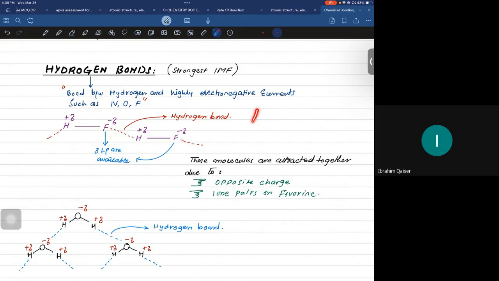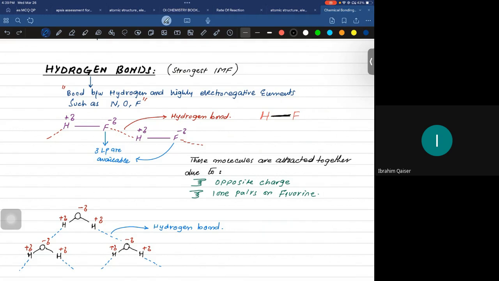And there is some confusion. Whenever we ask about HF, where is the hydrogen bonding? Let's suppose you have HF. When we ask where is hydrogen bonding, they say this is hydrogen bonding. No, this is a covalent bond. Hydrogen bond is an intermolecular force. This is not an intermolecular force. This is a simple covalent bond.